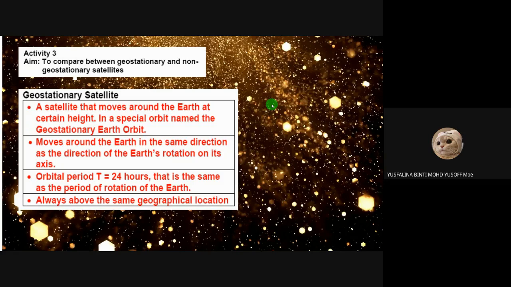So if you want to complete the orbit, it will complete in the time of 24 hours, same as the orbital period of the Earth. And it is always above the same geographical location. So let's say if you launch it from Malaysia, the satellite will stay at the same nation, always on the top of Malaysia. So this is the geostationary satellite.